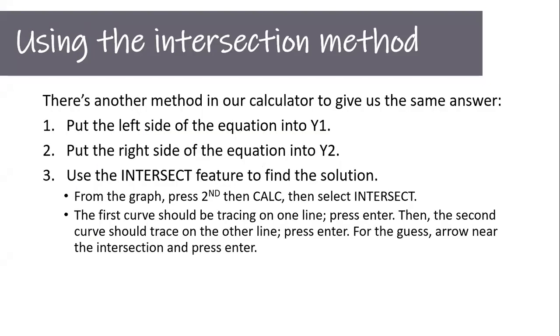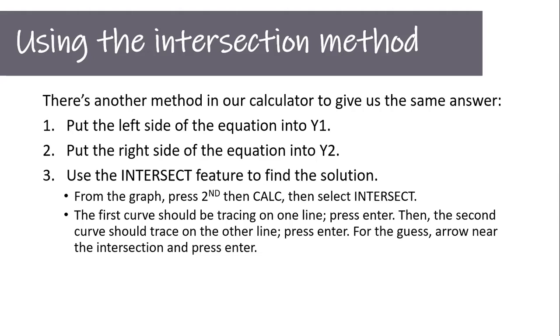Now, a lot of people really like the zero method. I personally prefer this other method. It's also with the calculator. It's just something that I think is cooler to look at. It is the intersection method. So now, instead of pulling everything to one side, you're going to put the left side of the equation into one equation, and you're going to put the right side of the equation into another y equation. And then instead of going to zero, you're going to choose intersect.